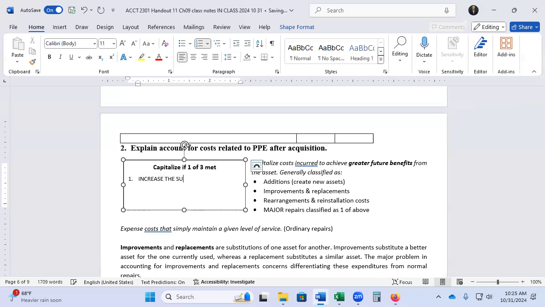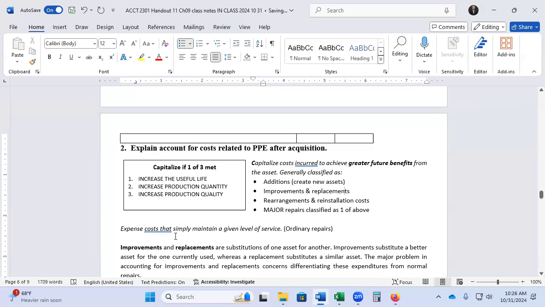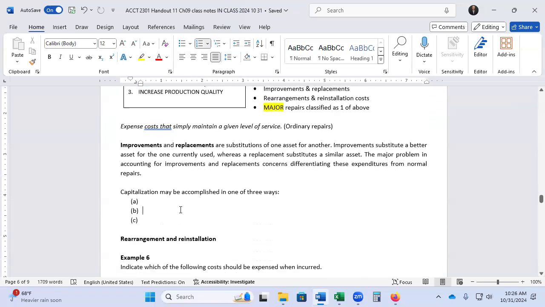One, does it increase the useful life? Does it increase production quantity? And does it increase production quality? And so what are some of those additions? You kind of create a new asset, improvements and replacements, rearrangements and installation, or major repairs, not anything small. So a new roof would generally be considered a major repair and extend the useful life. Okay. Any questions there? So we have improvements and replacements and substitutions.